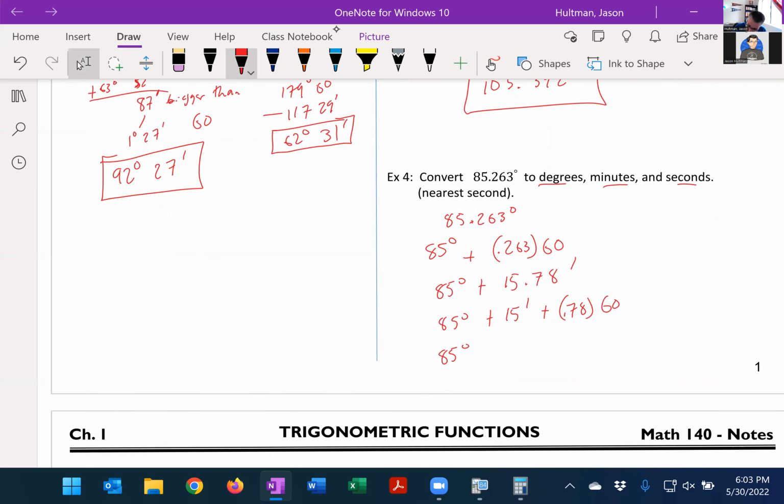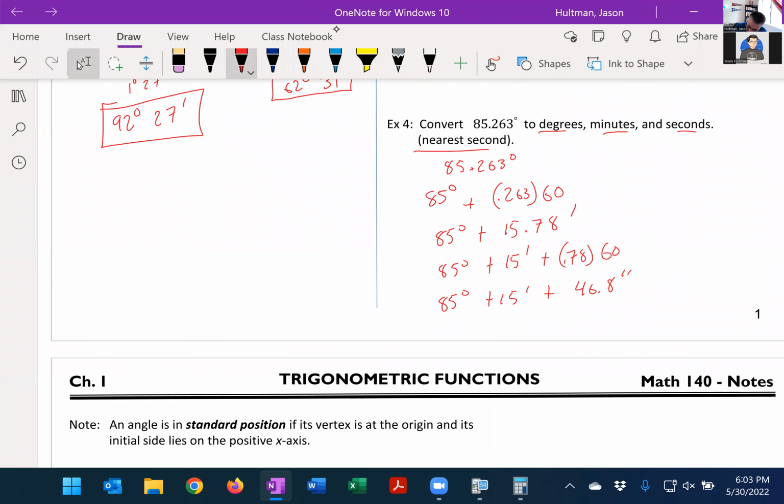So 85 degrees plus 15 minutes plus 46.8 seconds, and they want us to round to the nearest second. So this is going to be 85 degrees, I don't need the plus anymore, 85 degrees, 15 minutes and 47 seconds, roughly.